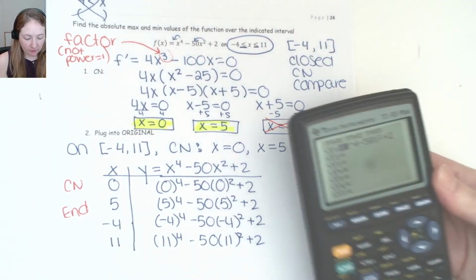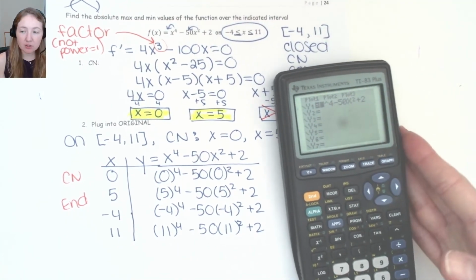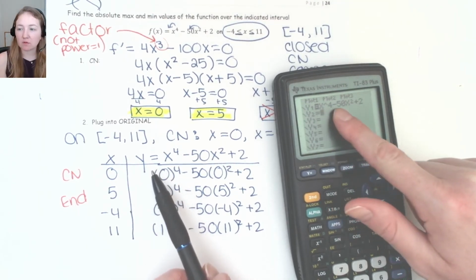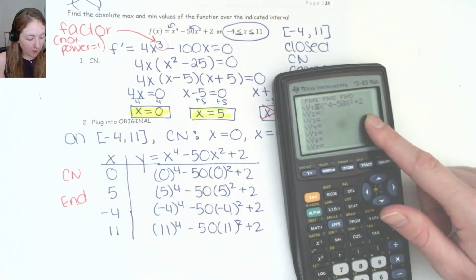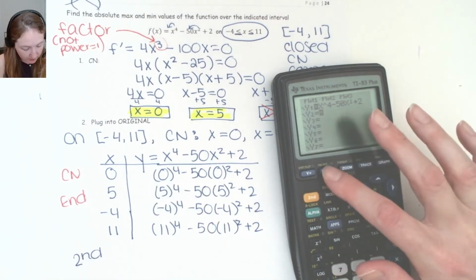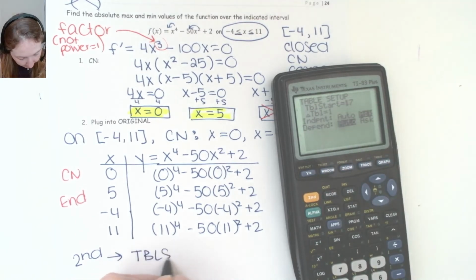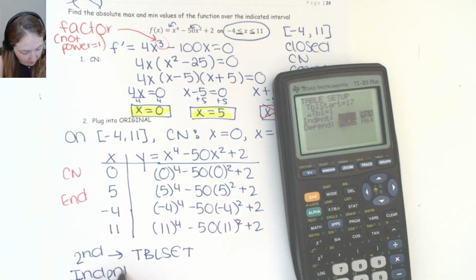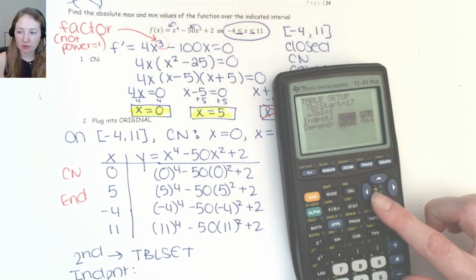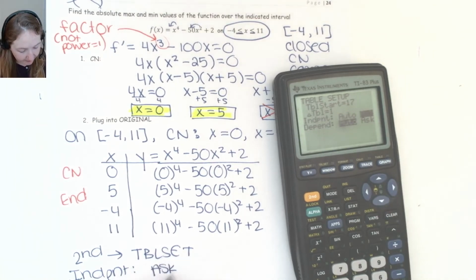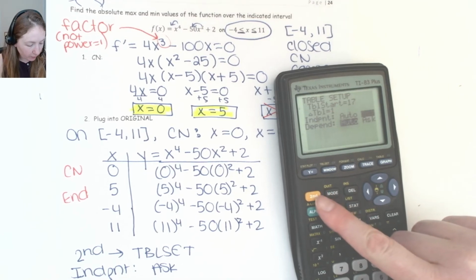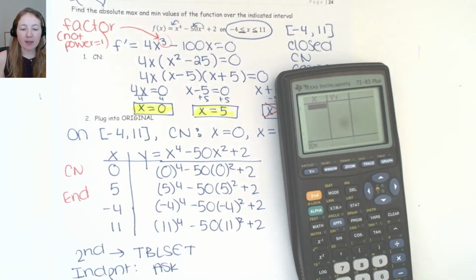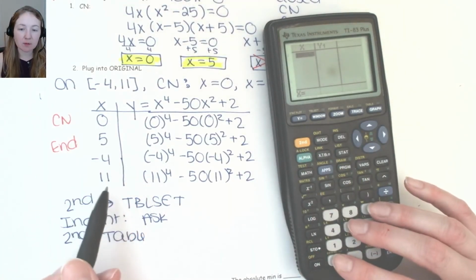However, really quickly here, and I had this two pages ago, what you can do on your graphing calculator is type in the function, x to the fourth minus 50x squared plus 2. Then you can hit second table set, and you can set the independent variable from auto to ask, using your little cursor. Once you do that, when you hit second table, you'll see a blank table. And that is where you could type in these numbers that I need to evaluate.